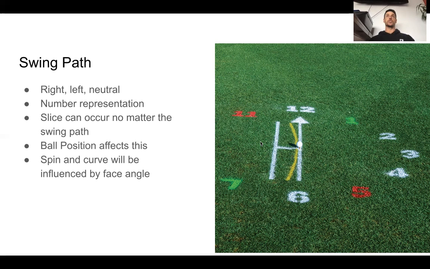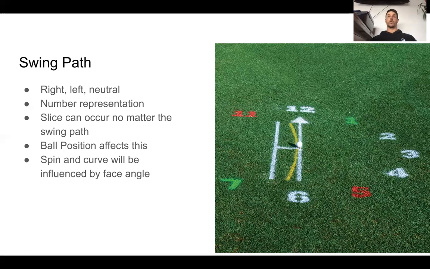The number representation, as I mentioned, neutral, if we saw it on TrackMan, would be 0.0. Any positive number is going to be a swing path to the right on TrackMan. Any negative number is going to be a swing path to the left. So if you see a swing path of 3.0, that's 3 degrees to the right. If you see minus 3.0, that's 3 degrees to the left.